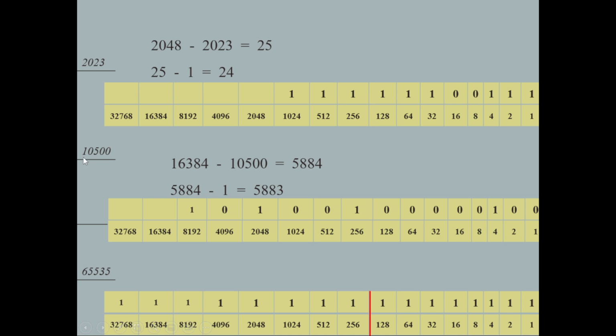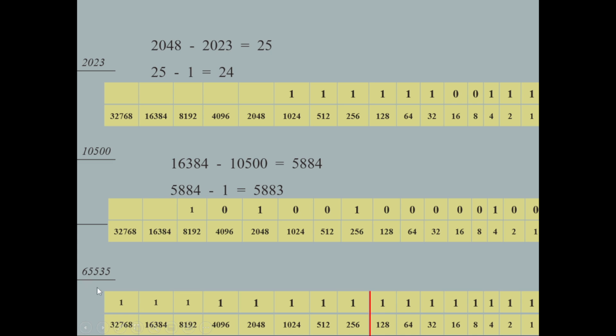And then you can do the same thing with 10,500. The next group up would be the 16,384, right? Subtract the number we're looking for, and we get 5,084. Subtract 1 from that, and put zeros in spots that add up to 5,883. I understand this is a little more complicated here, but you can see if you add up all these spots that have zeros in them, it'll come to 5,883, and then ones in all the other spots, right?